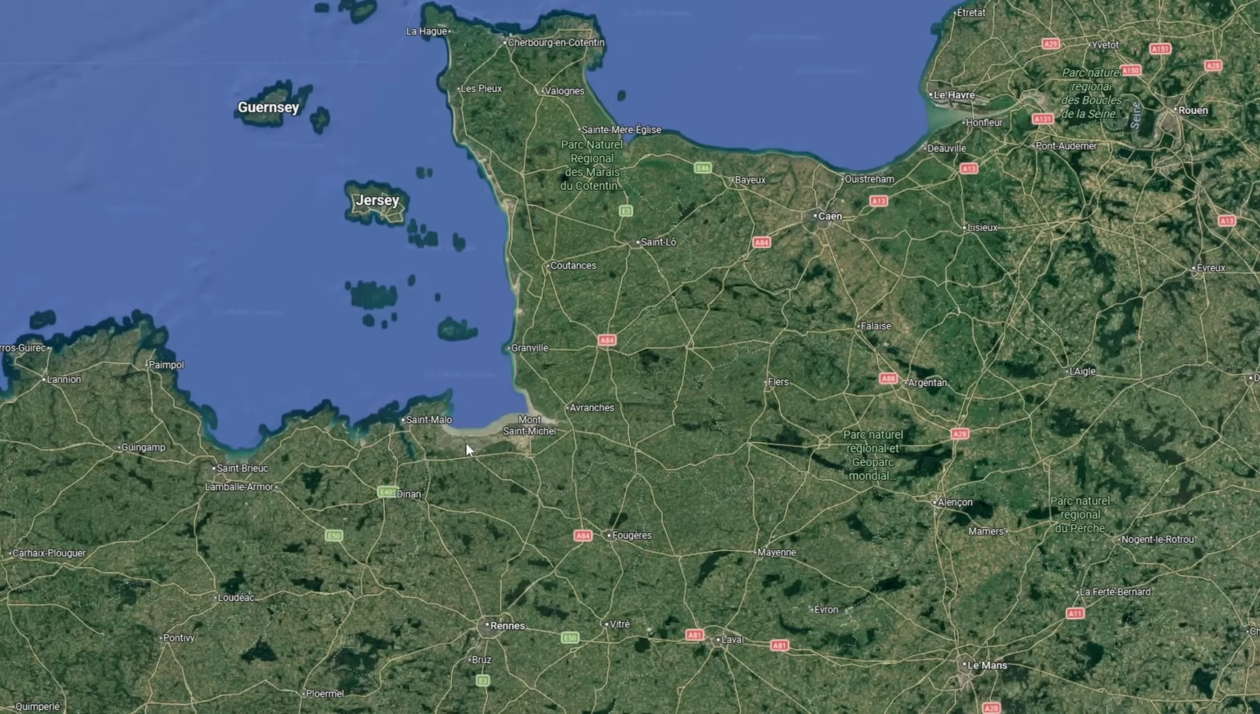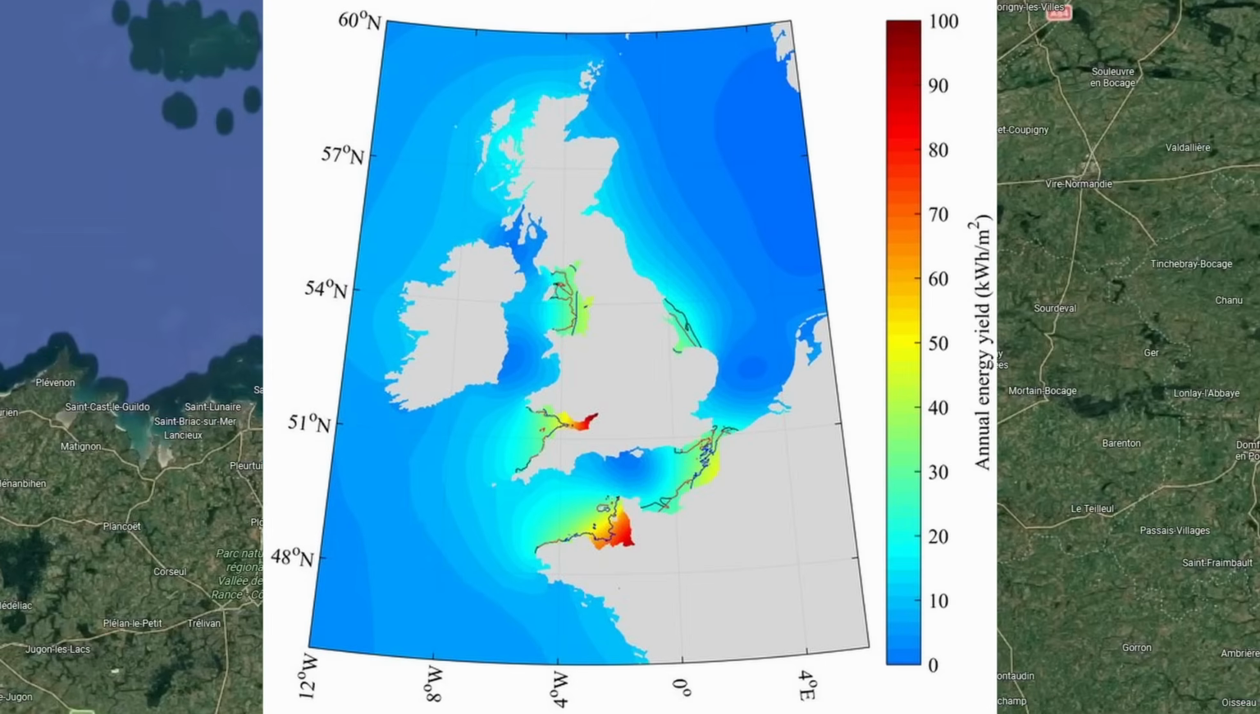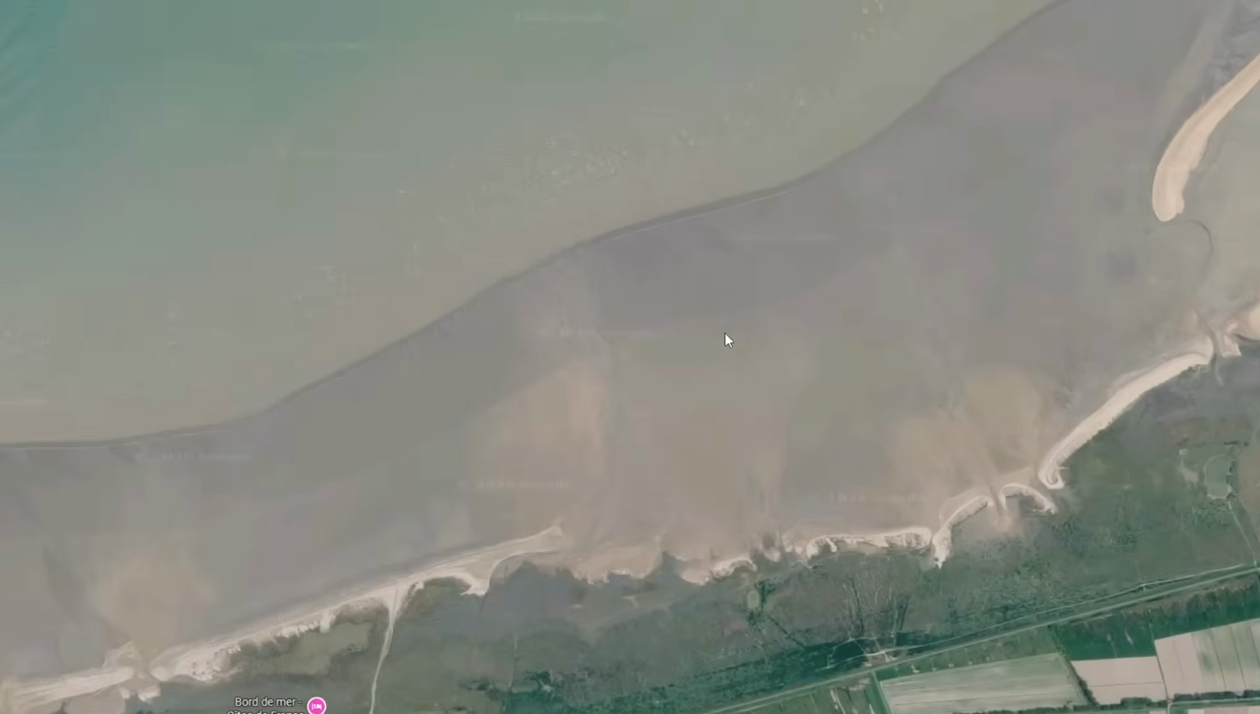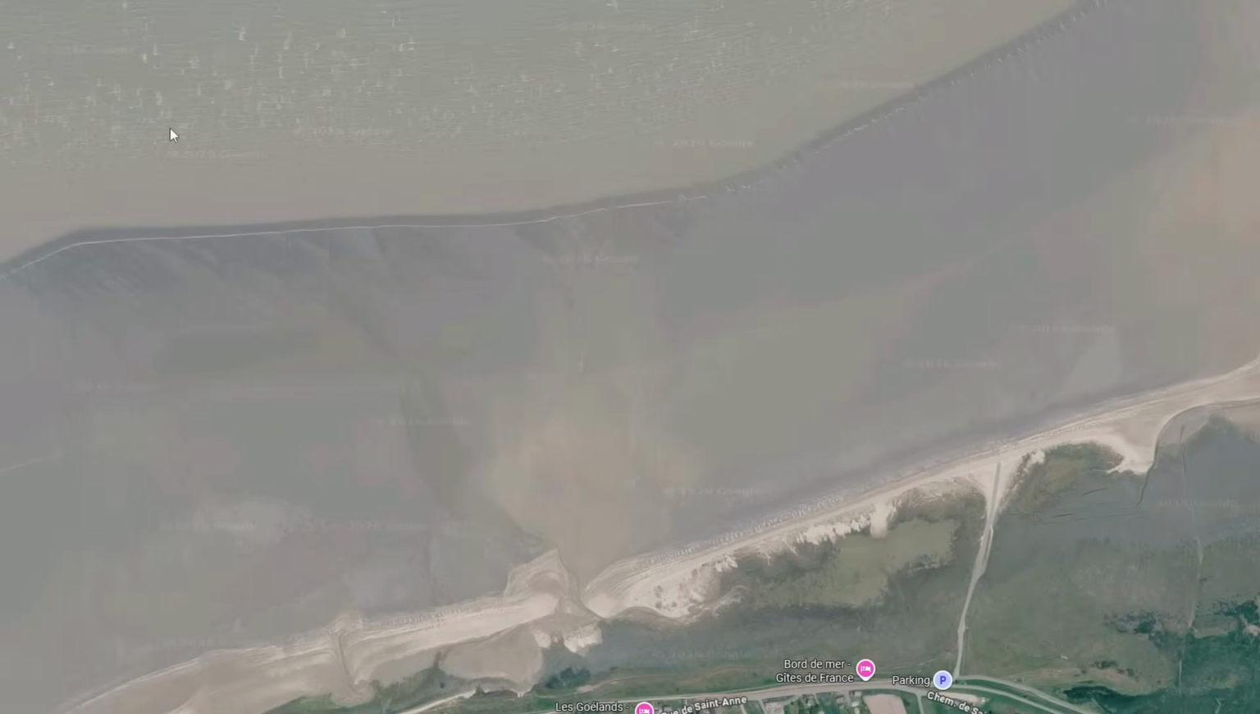One great example is Mont Saint-Michel Bay in France, which has some of the strongest tides in all of Europe. The imagery isn't the best, but as you can see, there are these long tidal flats, which are very smooth and flat, lacking these tidal channels.